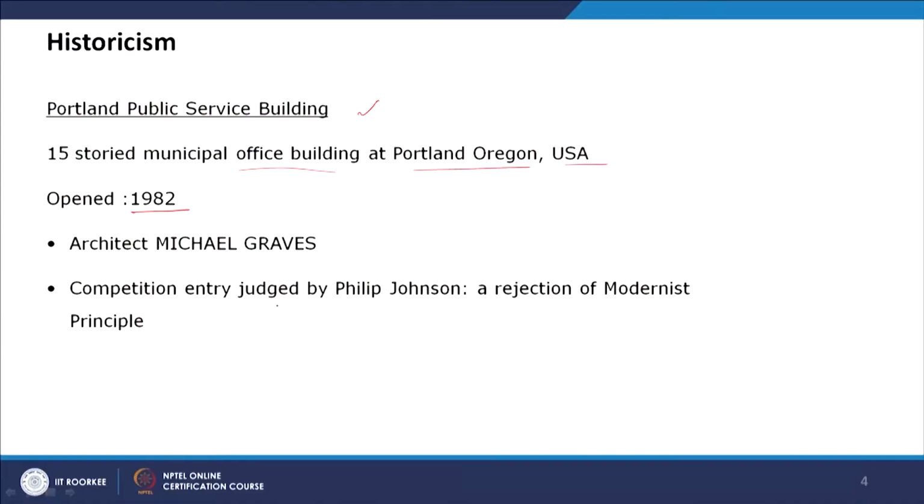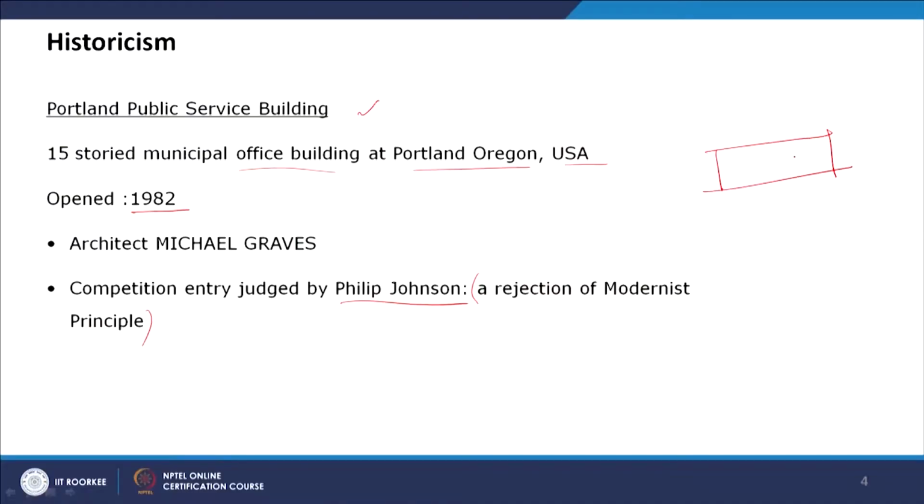This was a competition entry judged by Philip Johnson. There is a rejection of modernist principles by Philip Johnson. Philip Johnson's work we have seen, which is absolutely modernist and of the high modern era, is the Johnson House, where he designed a pure glass box with a cylinder. But we will also see how Philip Johnson's work transformed throughout the contemporary movement.